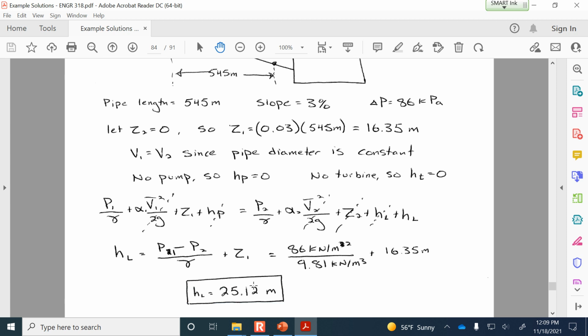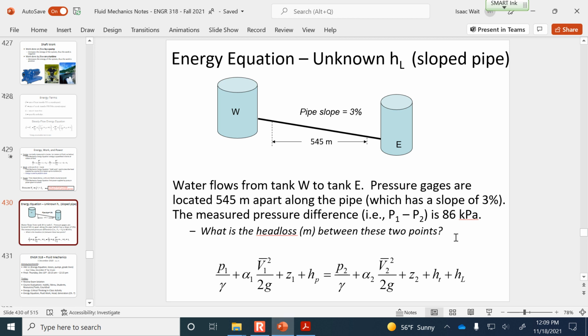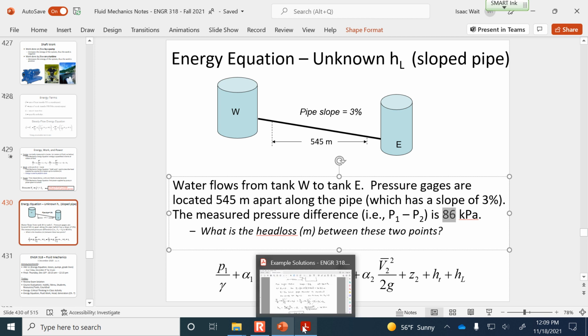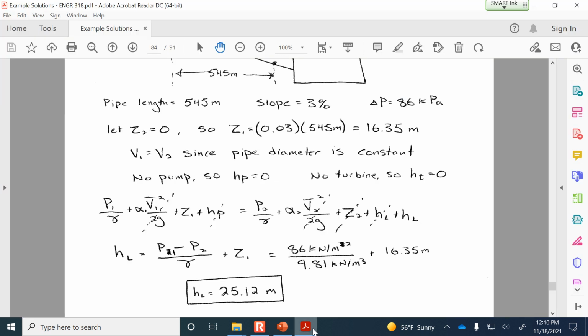Okay, so how much energy is lost? It's going to be the pressure difference divided by gamma plus the elevation difference, so 25.12. So this measured pressure difference would have been even bigger if it wasn't for the elevation difference. Like if it was a horizontal pipe and water was flowing at the same rate, the pressure difference would have been even greater. Any questions about these calculations?